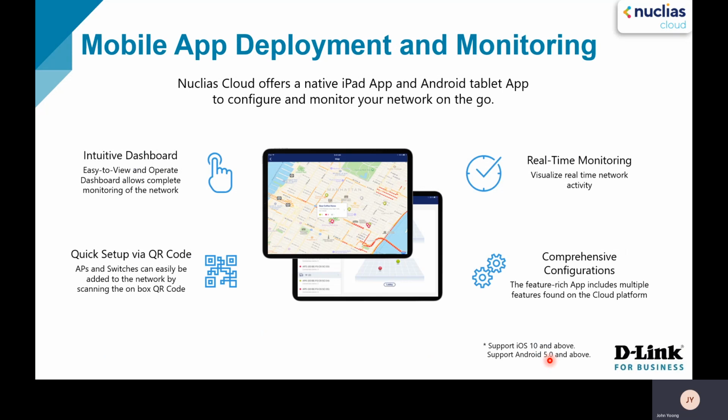So for the mobile apps, it's a very good, easy-to-view dashboard to see all the project sites. Then we have the real-time monitoring. Then the QR code, remember the box, the UID, you can just scan it and add this AP or switch to your inventory. Then we have all the configurations, you can easily manage, same as the web portal.